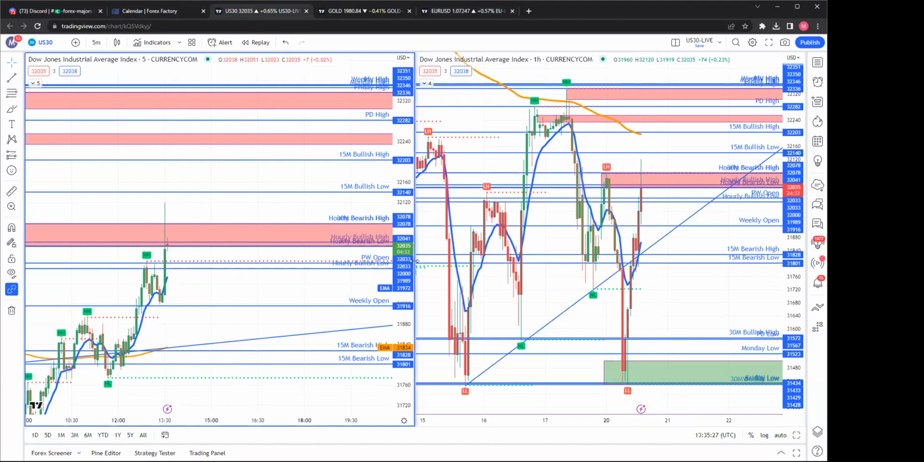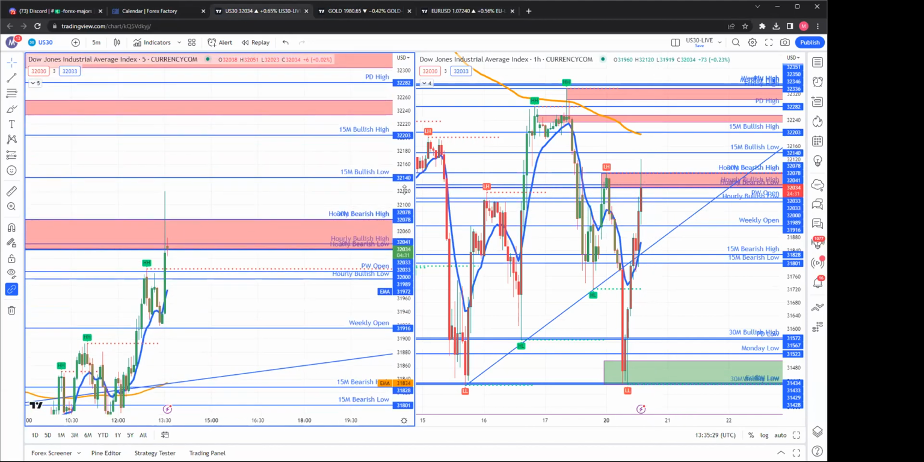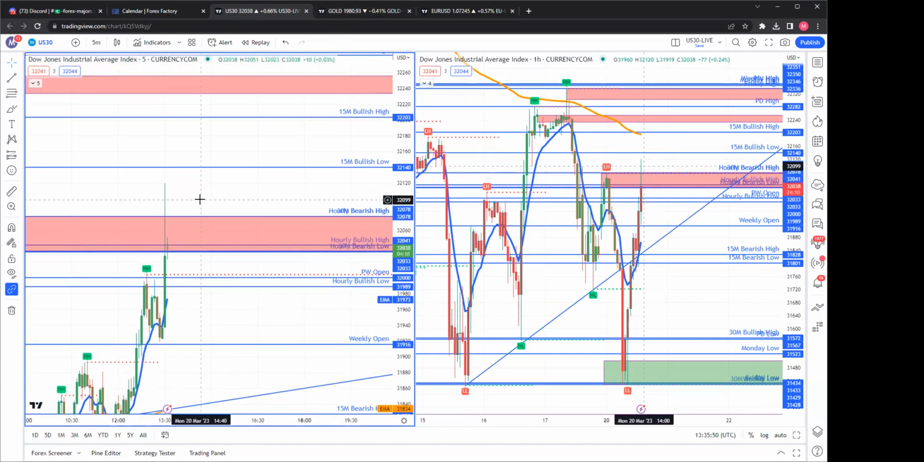So right now I'm looking for a sell on US 30 between the hourly bearish high and hourly bearish low. I set a pending order before market open and had stop loss above the high. So I got stopped out for that one for 50 pips. But to me, it doesn't matter because if you guys saw the trade I took on gold yesterday, that was a pretty heavy profit for me.